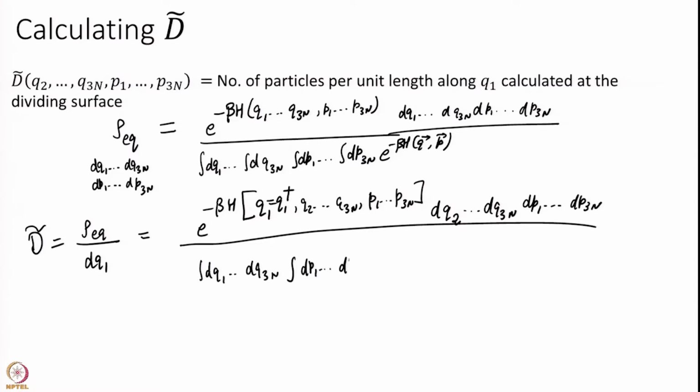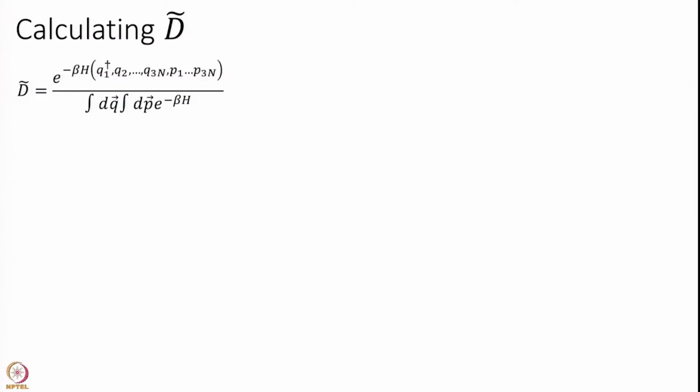E to the power of minus beta h q comma p. We have made some progress. We have a sense of what d tilde is. Let us just look at this denominator for a moment.